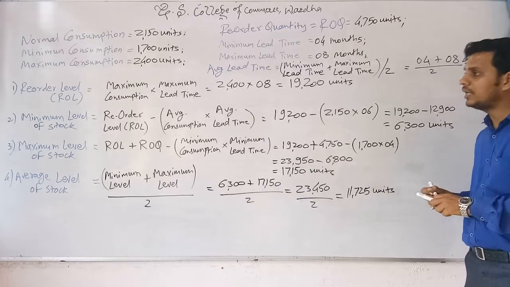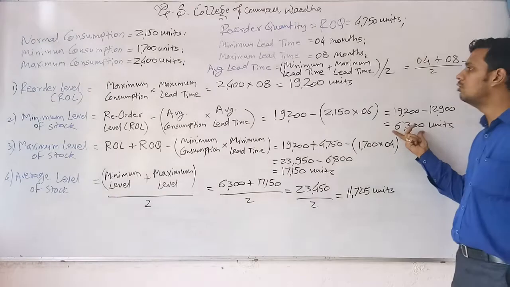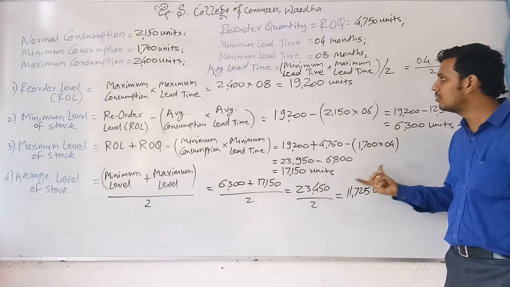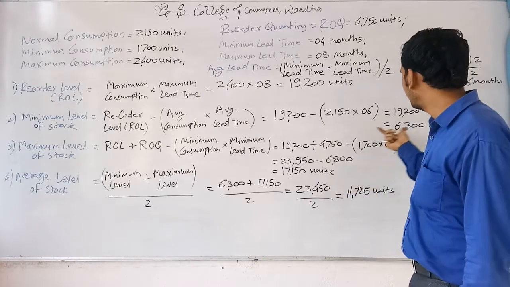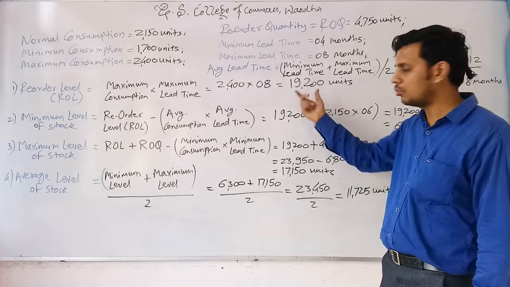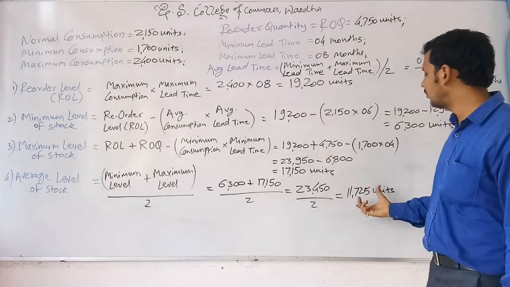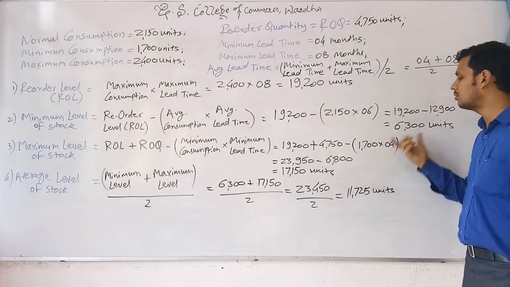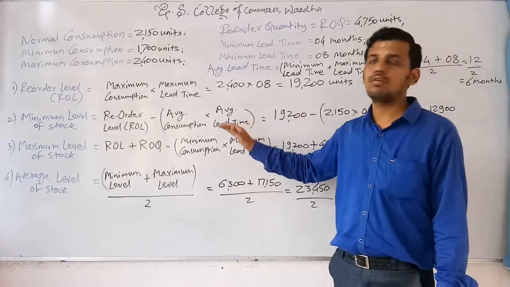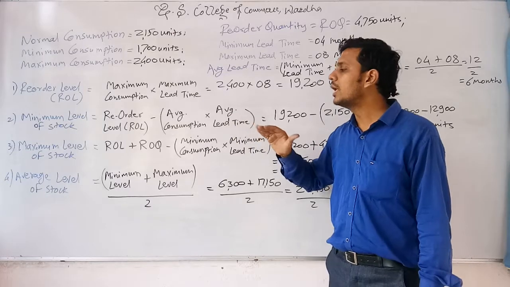Here we can mark one thing. Whenever we are calculating the minimum level of stock, the value is the least of the 4. When we are calculating the maximum level of stock, it is more than the minimum level of stock. Reorder level can be interchangeably less or more than the minimum level, whereas average level is in between the minimum and maximum level. That is all about reorder level, minimum level of stock, maximum level of stock, and average level of stock.